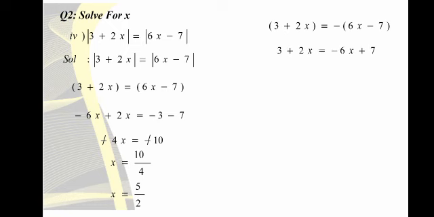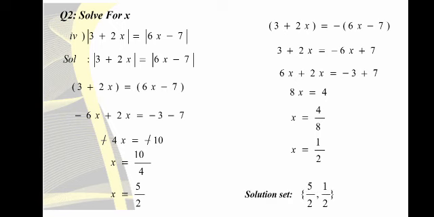Moving to the other equation, 3 plus 2x is equal to minus 6x plus 7. Because of the negative sign, the sign will be changed. 6x plus 2x is equal to minus 3 plus 7. 8x is equal to 4. So x is equal to 4 by 8. 4 times 1 is 4 and 4 times 2 is 8. So x is equal to 1 by 2. So here the solution set is 5 by 2, comma 1 by 2.